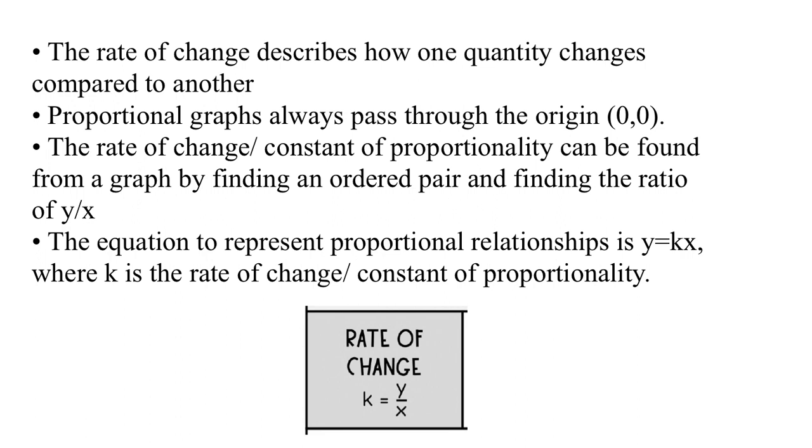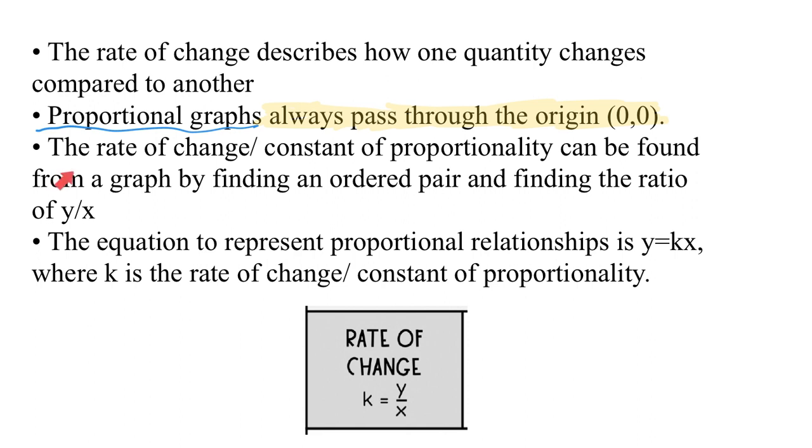Now, proportional graphs always pass through the origin. So if a graph is proportional, it will go through the origin. Right here, very important stuff, okay? So if I'm looking at a graph that does not pass through the origin, it is not proportional.